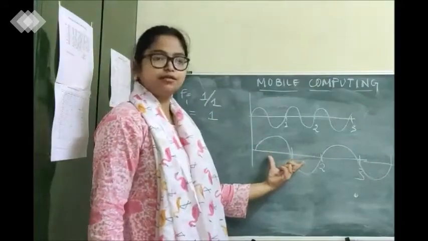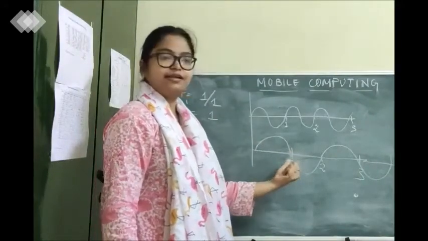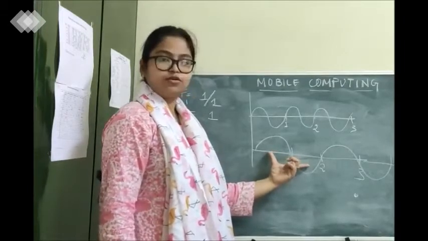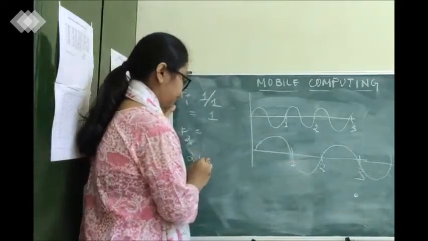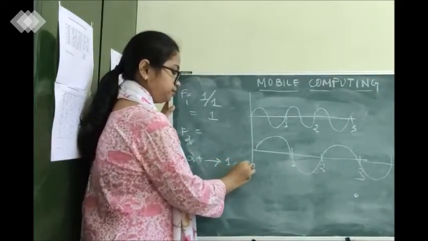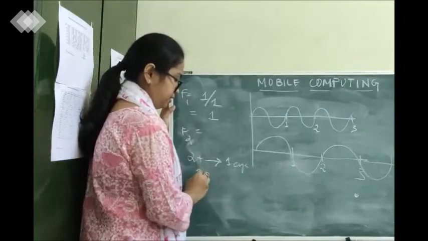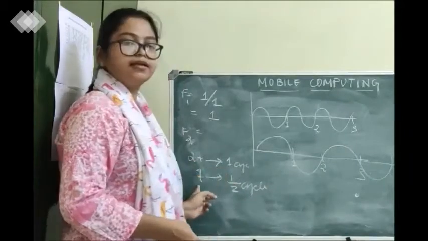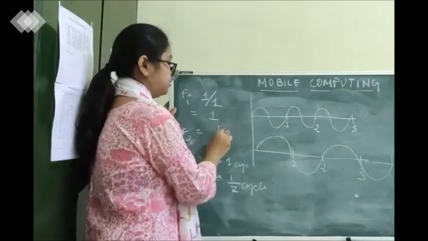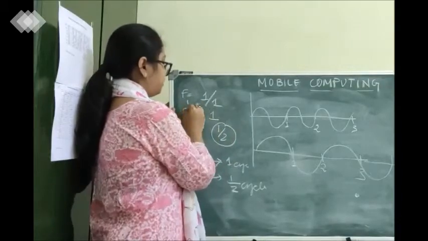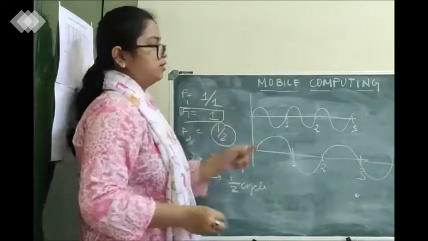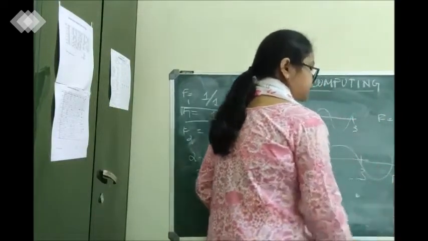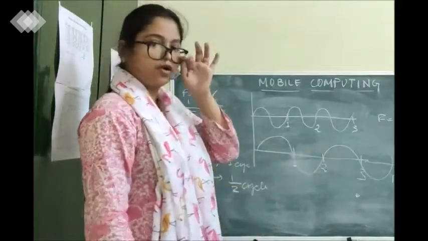What is the frequency here? It is completing half a cycle in 1 unit of time, isn't it? So one cycle takes 2 units of time. In one unit of time, it is completing half a cycle. So what is the number of cycles in 1 unit of time? It is half, isn't it? So the frequency is half here and the frequency is 1 here. It is a lower frequency.